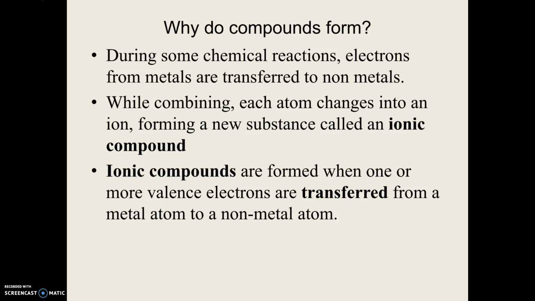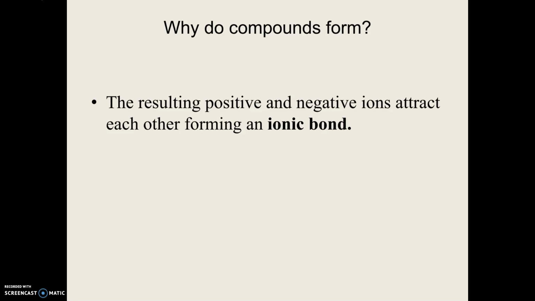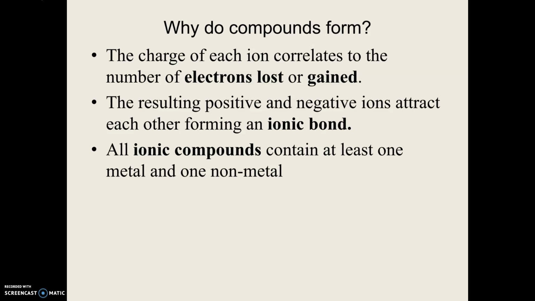I would pause here. The result is a positive and negative ion, which are attracted to each other, forming an ionic bond. Okay, so since electrons are lost or gained, we're getting that negative and positive attraction. All ionic compounds contain at least one metal and nonmetal.